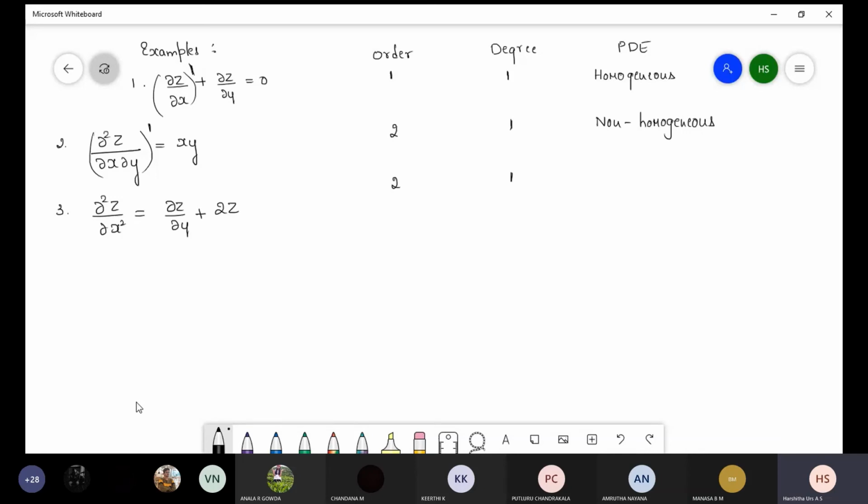Which partial differentiation is this? So here you can write ∂²z/∂x² − ∂z/∂y = 2z. Now you can tell, which partial differential equation? Homogeneous or non-homogeneous? Non-homogeneous. Yes, very good.